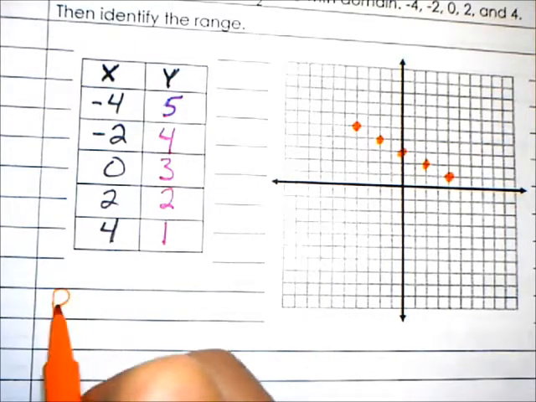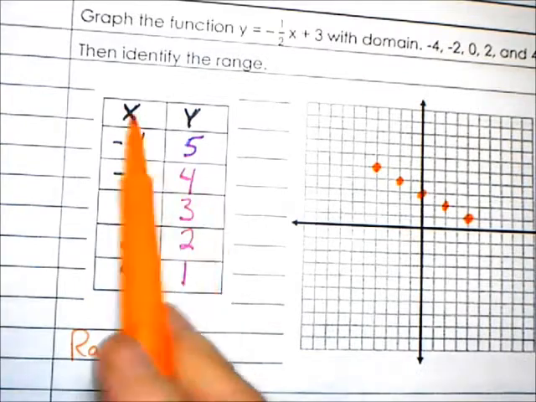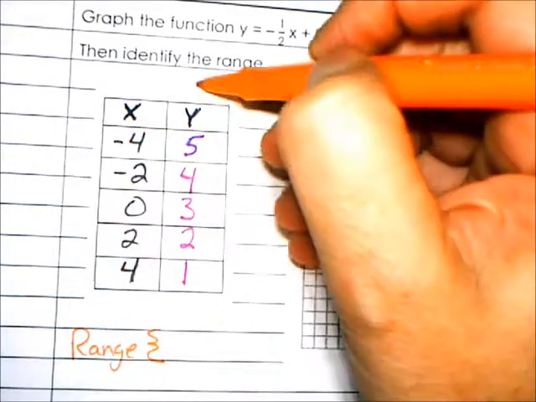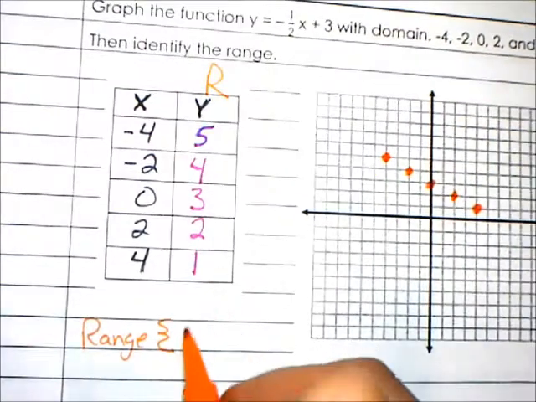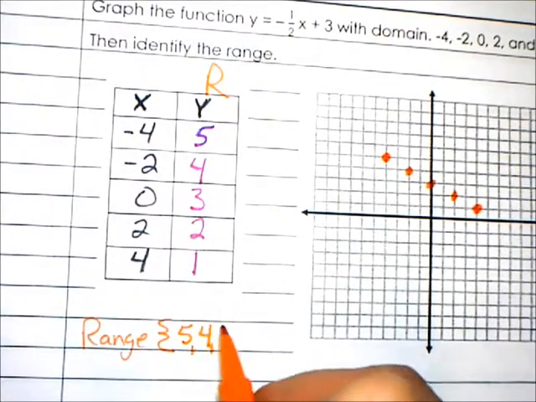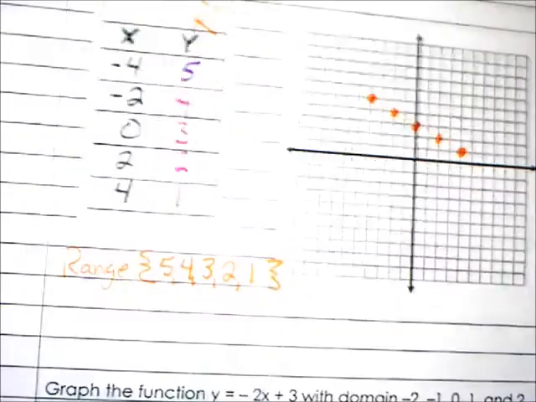And then we want to identify the range. Okay, the range is which letter? The y's. So that means this is 5, 4, 3, 2, and 1 is your range.